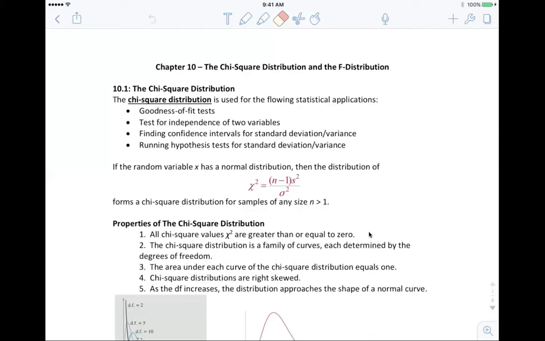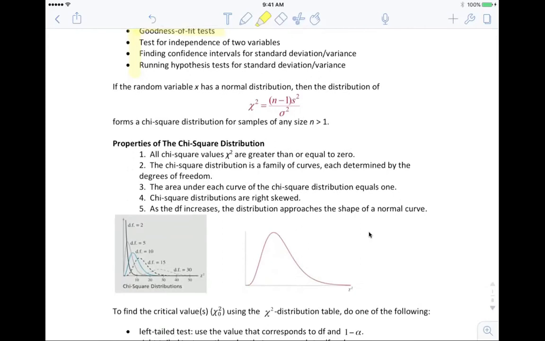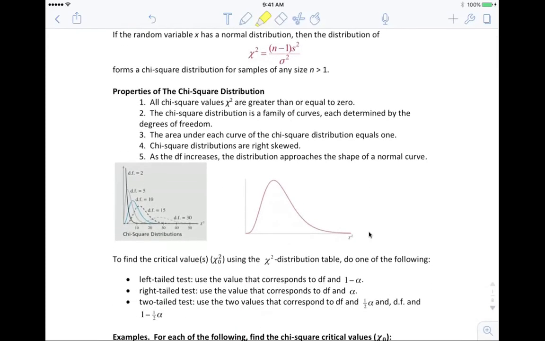So for the chi-square distribution, here are the types of things that you would use it for. The one we'll focus on is that goodness of fit test. That's really the highlight of 10.1. Okay, so you can read through. Here's some information about that chi-square distribution. Some things to point out.